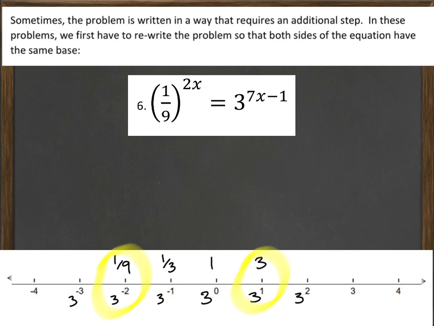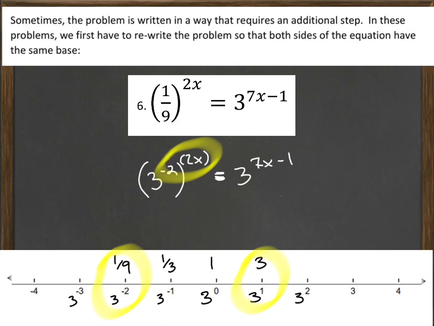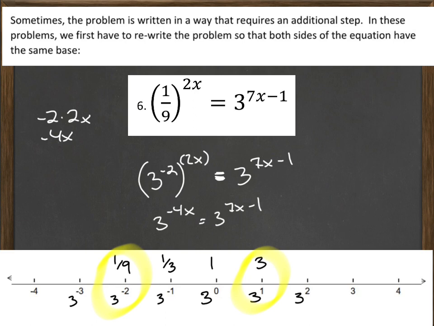Okay, so I'm going to rewrite 1/9 as 3 to the negative second power, and I'm raising it to the 2x power. Okay, 3 is fine, right? He can stay just as 3. So I have 3 to the 7x minus 1. Remember, what we need to do is multiply these two numbers. So negative 2 times 2x is negative 4x. So I have 3 to the negative 4x is equal to 3 to the 7x minus 1.